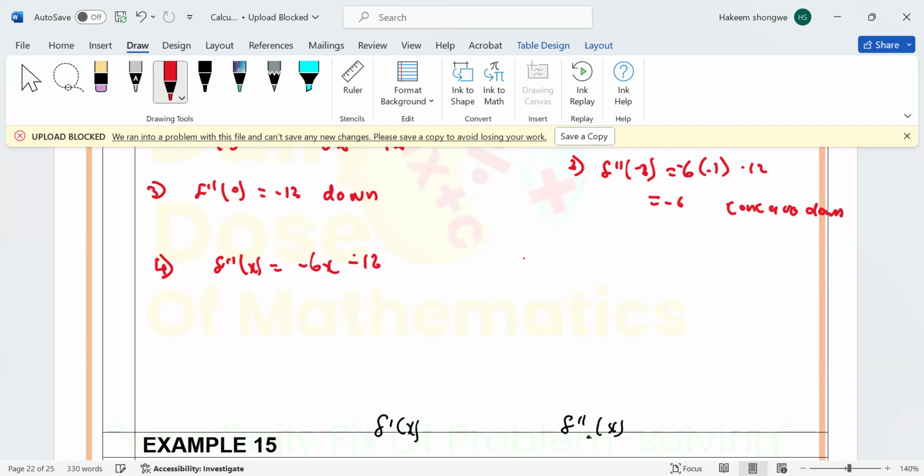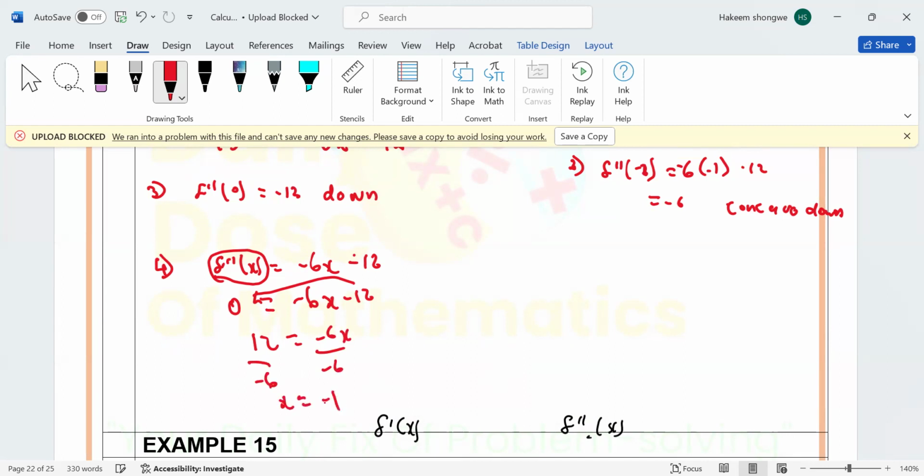If they say determine the coordinates of the point of inflection, I'm going to tell them that at the point of inflection, the second derivative is equal to 0. Just like I said, at the stationary point, the gradient is equal to 0. So I have 0 equal to minus 6x minus 12. Take this one to the other side. I'm going to have 12 equal to minus 6x. Divide by minus 6, divide by minus 6. So x is equal to minus 2. So when x is minus 2, we're at the point of inflection.